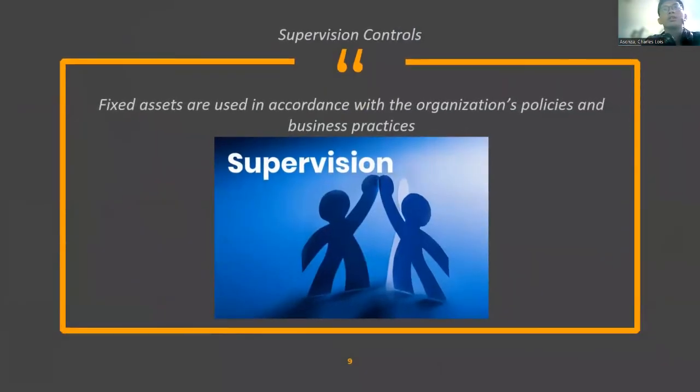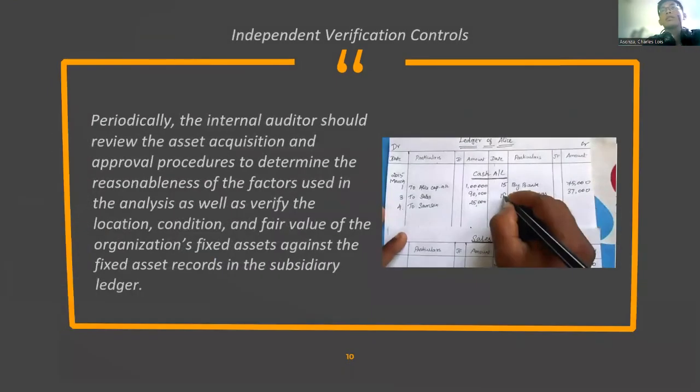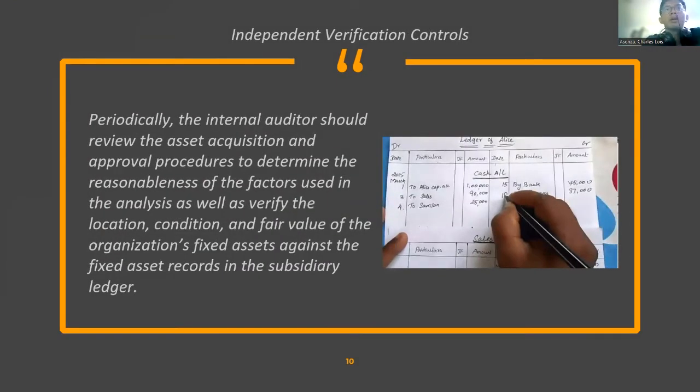Next is supervision controls. Supervision must ensure that fixed assets are being used in accordance with the organization's policies and business practices. And last, independent verification controls. Periodically, the internal auditor should review the asset acquisition and approval procedures to determine the reasonableness of the factors used in the analysis, as well as verify the location, condition, and fair value of the organization's fixed assets against the fixed asset records in the subsidiary ledger.